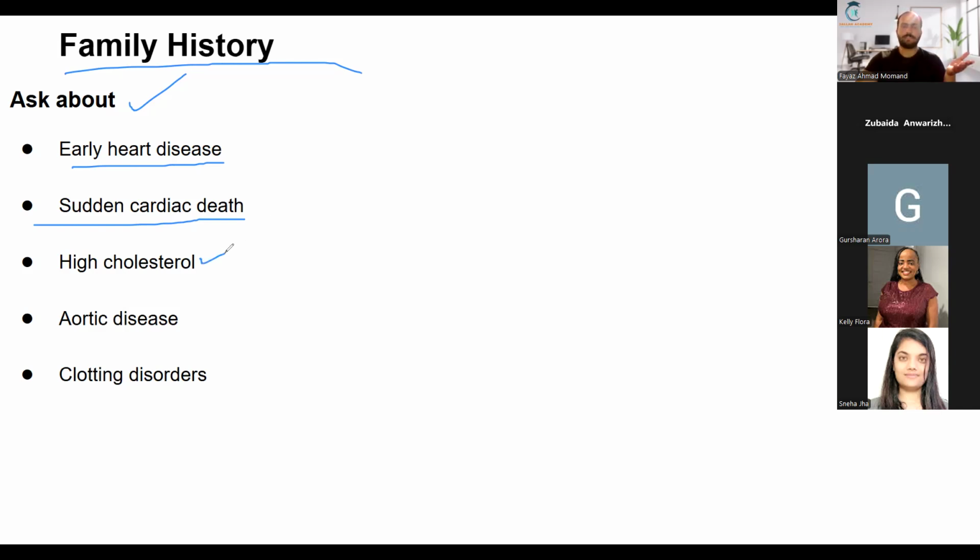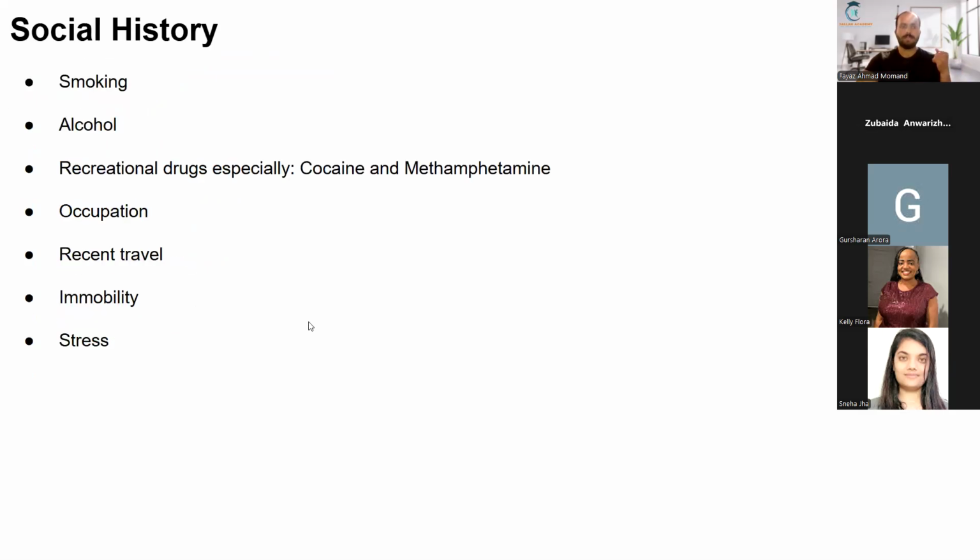Ask about history of high cholesterol in the family, disease of the aorta, clotting disorders. For example, did your mom or your dad or your sisters have clots in their legs or lungs? Yes or no? If yes, then it means the patient likely has thrombophilia and their chest pain is possibly caused by pulmonary embolism.